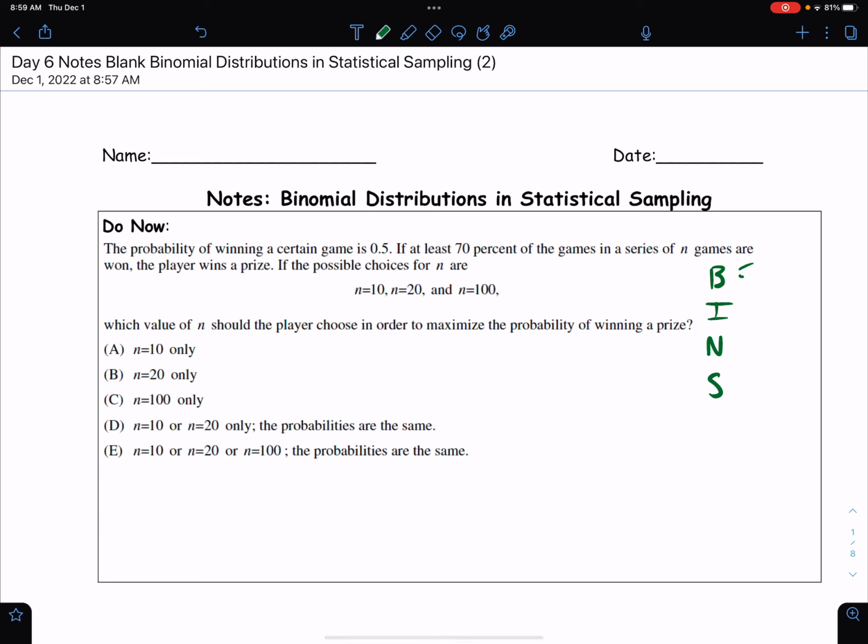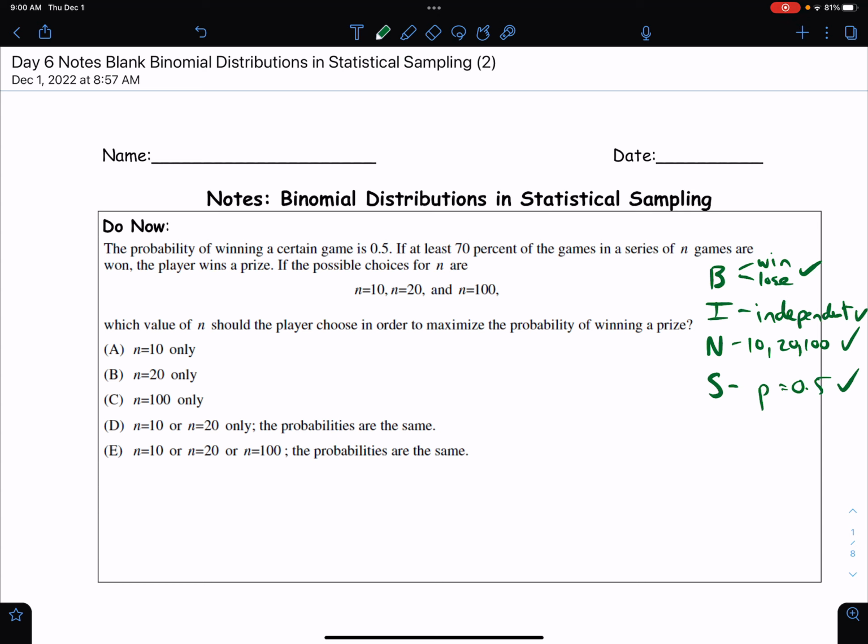So binary, we either win or we lose. There's only two options. That's good. It doesn't say each game is independent, but we can assume each game is independent of each other. You start a brand new game. So yes, it is independent. N stands for what? Fixed number. There are fixed numbers. It's either 10, 20, or 100, depending on what our choice is going to be. And then S stands for what? Same probability. So our probability, it says, is always the same. It's always at 0.5. So P is always equal to 0.5. So this does pass BINS.